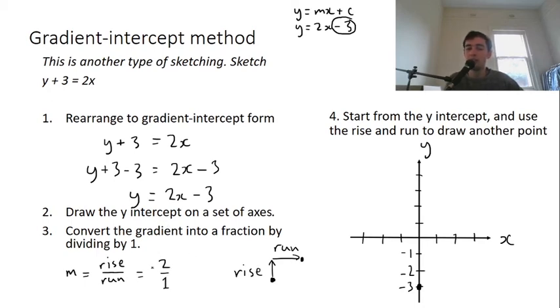So I can say, because the gradient's 2, the gradient is also 2 divided by 1. And what that means is, if I start from this point over here and I go up 2 and across 1, because 2 is my rise and 1 is my run, I will get to the second point. So that's what I want you to do. You convert it into a fraction by dividing by 1. That helps you work out the rise, which is 2, so you go up 2. And it helps you work out the run, which is 1, and you go across 1. And you've got the second point. And remember, you only need 2 points to draw a straight line.